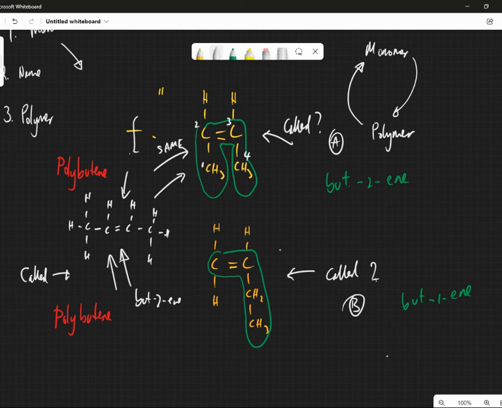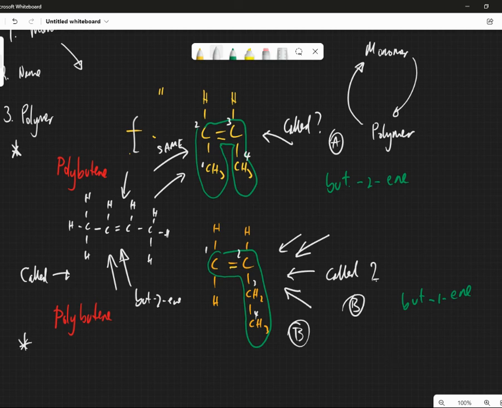Now, this one at the bottom, let's number the carbons. 1, 2, 3, 4. And what's the bottom one called? Zara, Misha, what's the bottom one called? What's B called? This one, B. Yeah, well, apart from the E. Yes, but-1-ene.